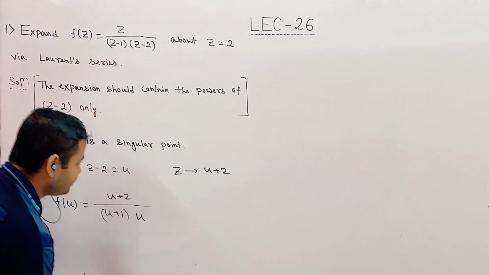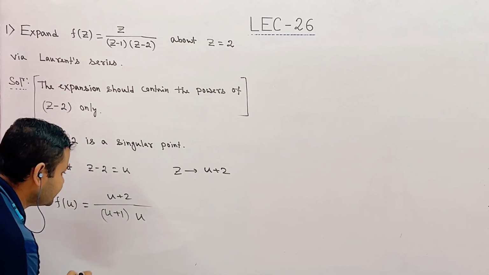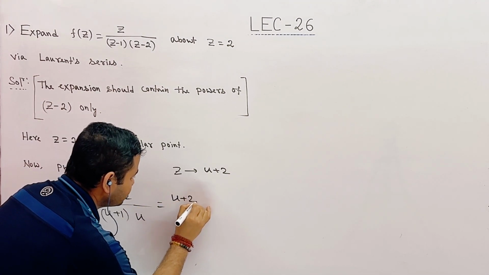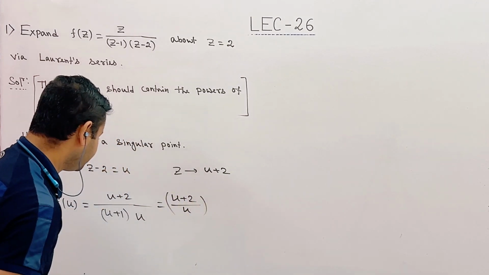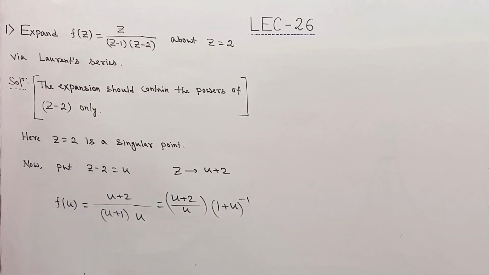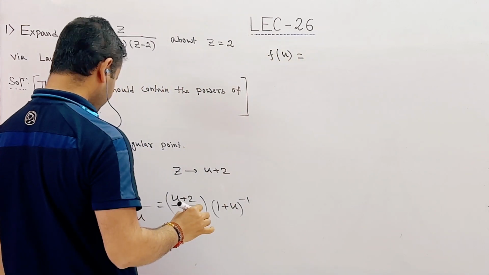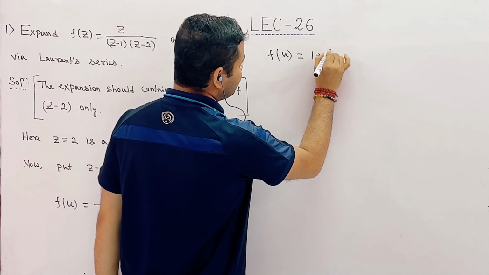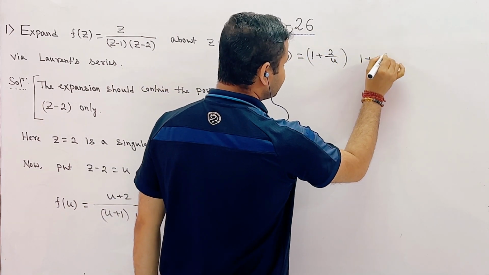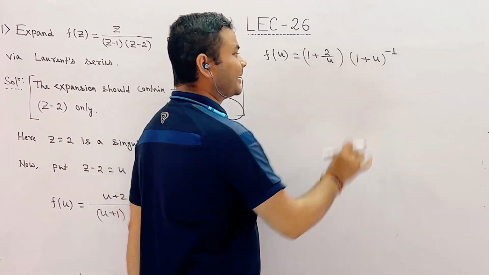into u. Now, let us simplify this term. So, after simplification, we will get u plus 2 divided by u into 1 plus u whole to the power minus 1. So, we can write f of u is equal to 1 plus 2 by u into 1 plus u whole to the power minus 1.